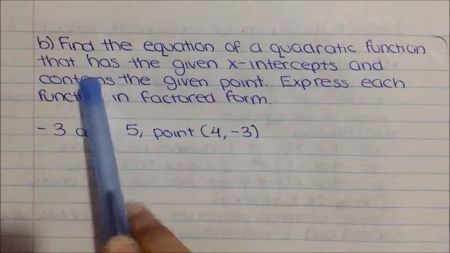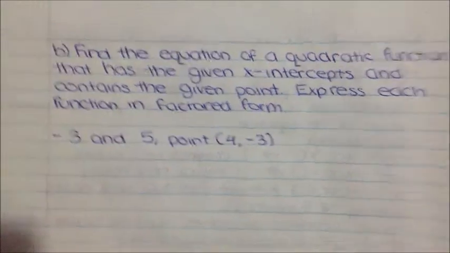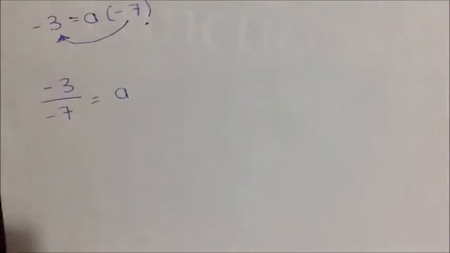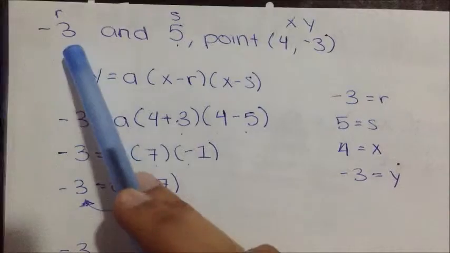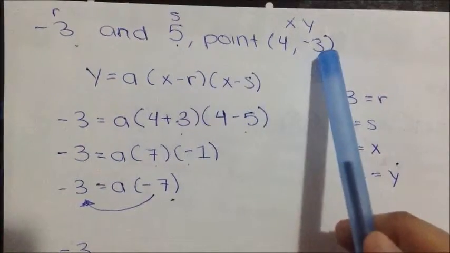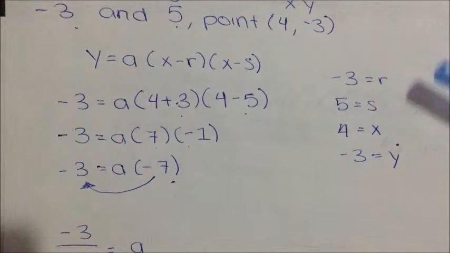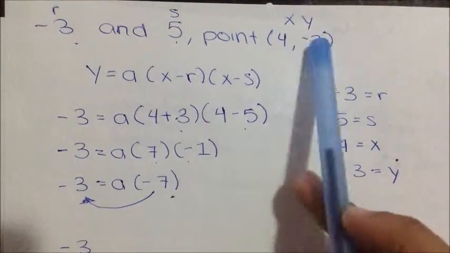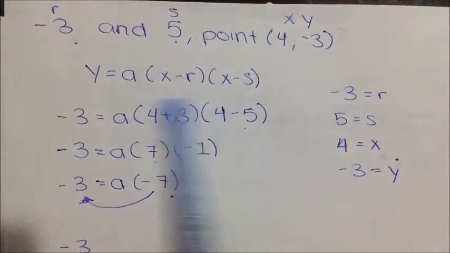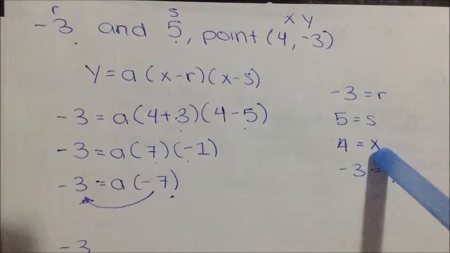So the second example is, find the equation of a quadratic function that has the given x-intercepts and contains the given point. Express each function in factored form. The numbers that are given are negative 3 and 5, and the coordinates that are given are 4 and negative 3. Over here on the side I wrote down what the numbers were. I placed r with negative 3, s with 5, and since these are coordinates, this is x and this is y. So this is the equation that we're going to sub these numbers in.